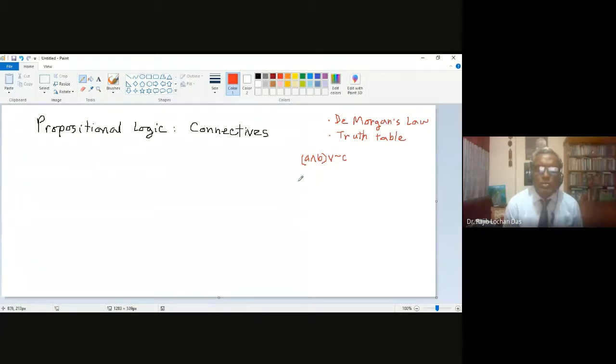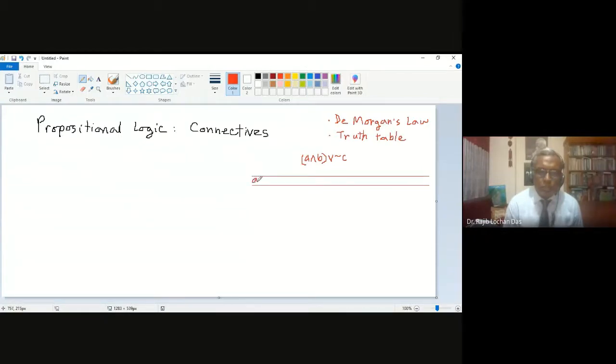So if you want to make a truth table for this expression, then what you actually do is make the truth table with all possible true false values. That means we write the first column like A, then B, then C. That is, we are using three variables here.